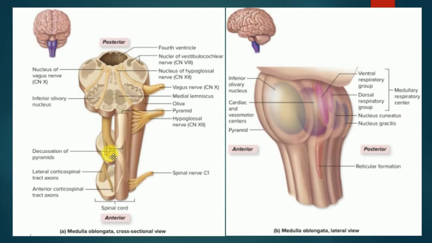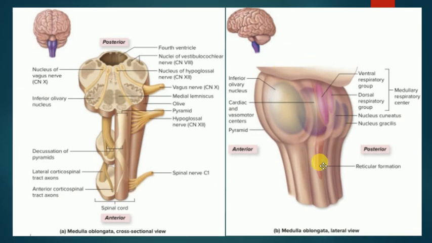80% of fibers decussate here, so we can see the decussation of pyramids, lateral corticospinal tract axons, anterior corticospinal tract axons, spinal nerve C1.